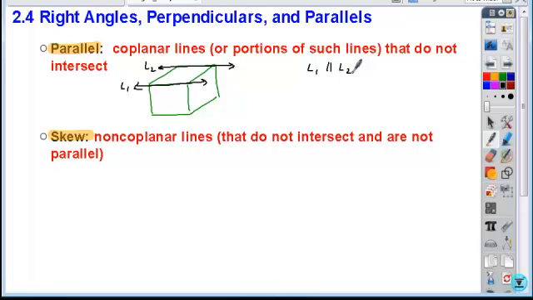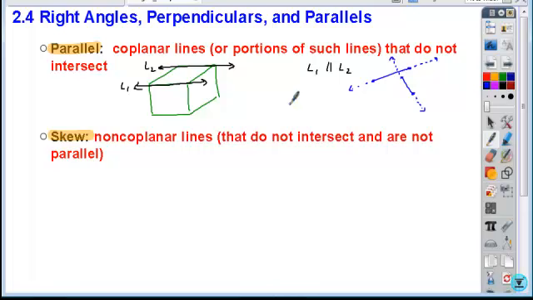Now, as far as individual elements that aren't lines, so segments, let's say, or rays that are parallel to each other, the only way those can be parallel is if they're contained on parallel lines. So if you had two segments that are coplanar and that do not intersect, because they stop before they intersect, these would not be considered parallel. And the reason for that is if you extended these lines, are these elements contained on lines that are parallel to each other? No, they're contained on intersecting lines. So the segments themselves would not be parallel.